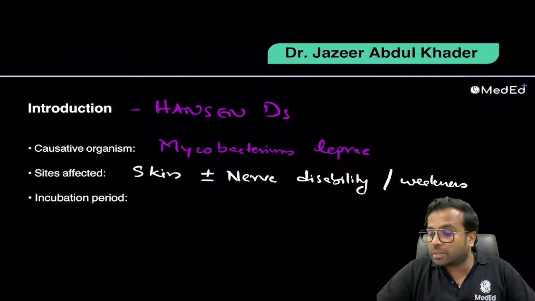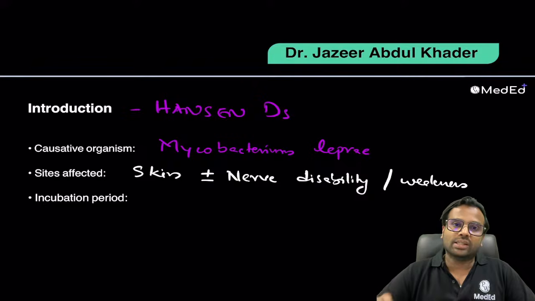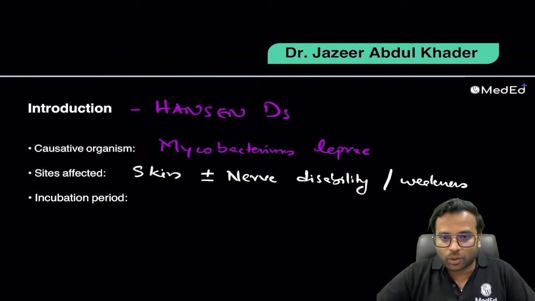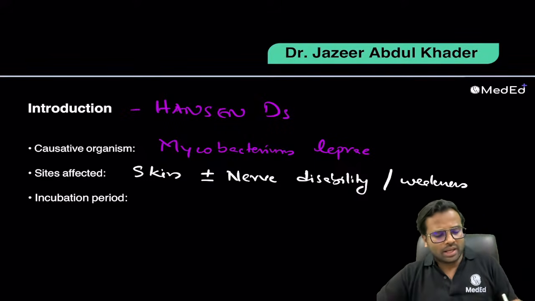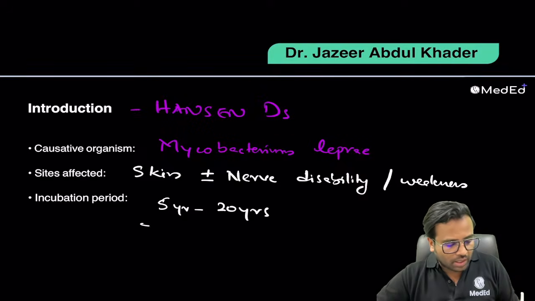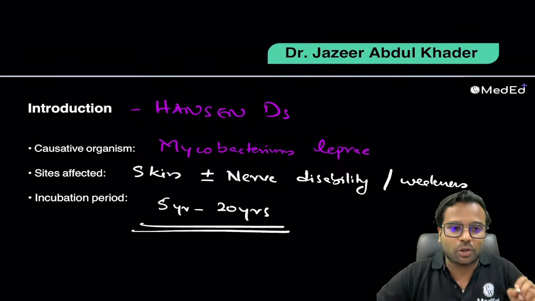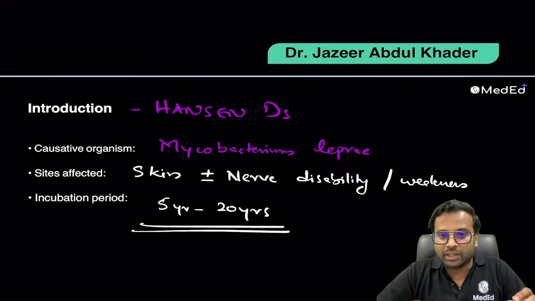Now, the incubation period of this disease is interesting because when you learn different diseases, you will see that the incubation period is a few days, a few weeks and so on. But in leprosy, it is a long incubation period. It usually can range between 5 years to a maximum of 20 years. So that is about some of the basics in leprosy.